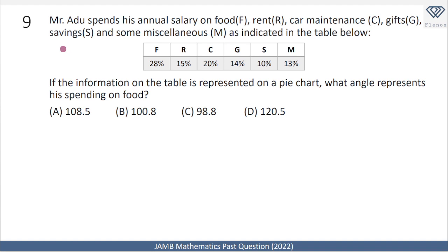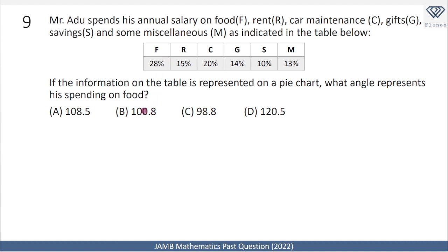Now we're told that Mr. Adu spends his annual salary on food, rent, car maintenance, gifts, savings, and some miscellaneous, as indicated in the table below. If the information on the table is represented on a pie chart, what angle represents his spending on food? Now this is pretty easy. We have been given the distribution of his spendings in percentages, and you know that when you add up all these percentages, it should sum up to 100%.